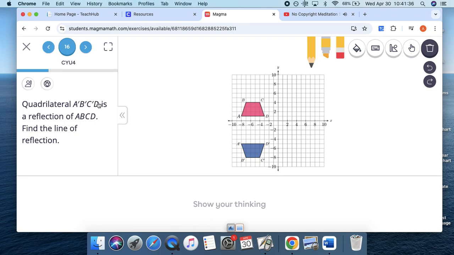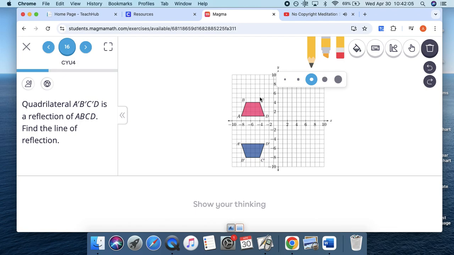Quadrilateral A prime, B prime, C, D is a reflection of, okay, find the line of reflection. Remember, on the reflection, each point is equally distant from the line of reflection, so the original point A and A prime should be exactly the same distance away from your line of reflection, and we have to find the line of reflection. The line of reflection, let's see, 1, 2, 3, oh my god, because I can't see.